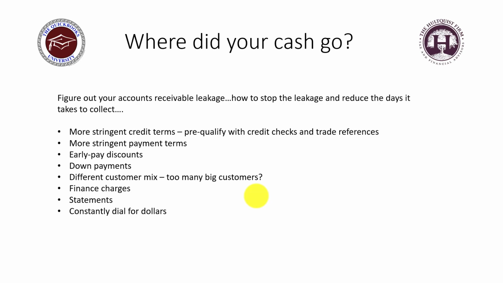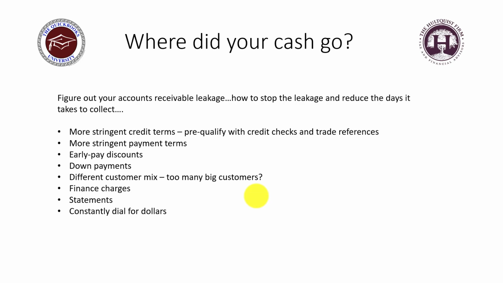So get some of the smaller customers in there. Some of the ones that, yeah, they're a lot smaller, but they pay within 15 to 20 days, and you are getting a little bit better mix in there. So you've got some big customers and you've got some smaller customers. So look at that mix. You can assess finance charges, of course. You can send statements every single month.